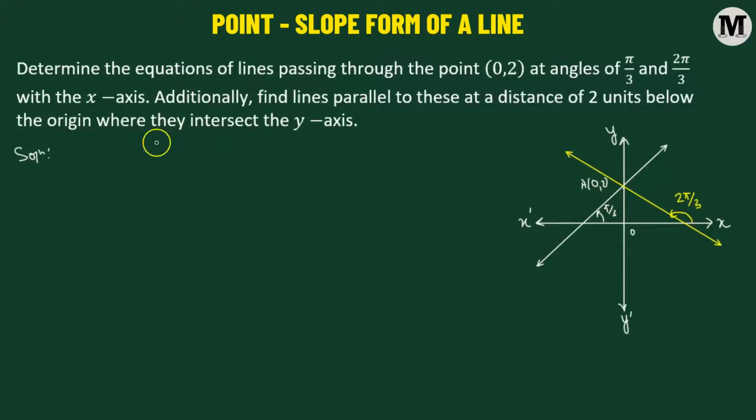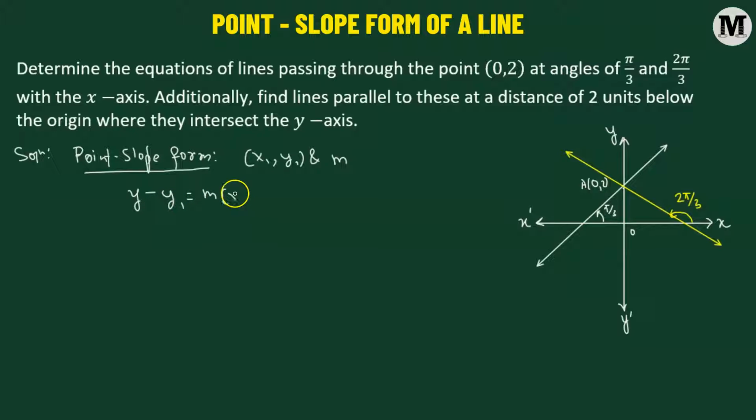Now, to find out the equation of the line, we will use the point slope form of a line. The point slope form states that if we have a line that passes through the point (x1, y1) and that line has a slope m, then we have y minus y1 equals m multiplied by x minus x1. So this expression represents the equation of that line.